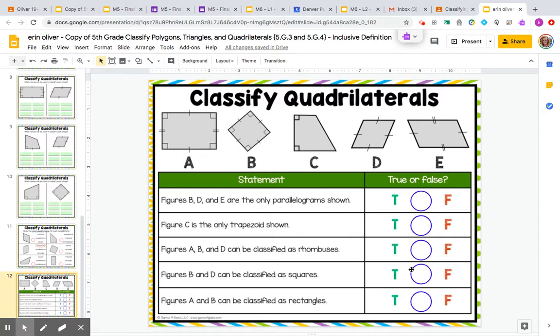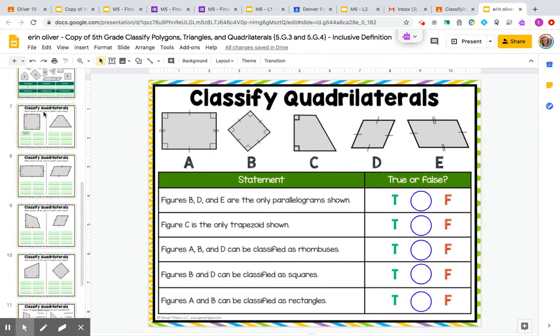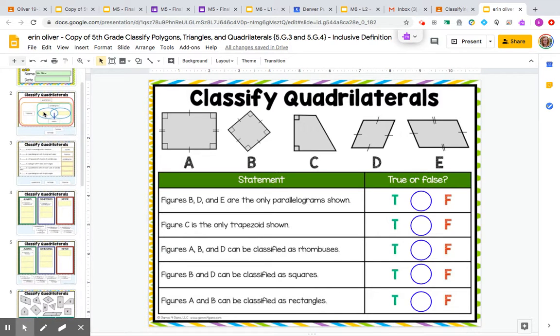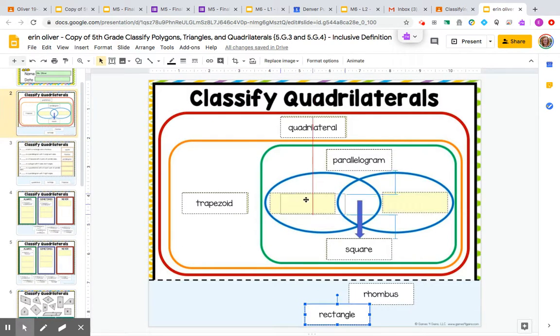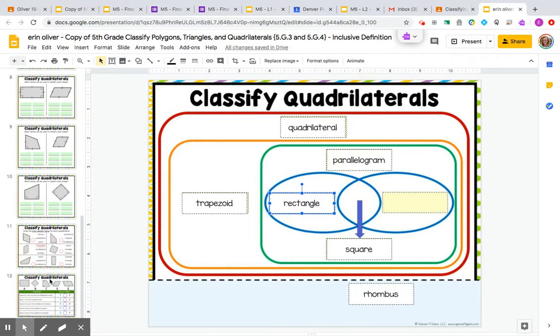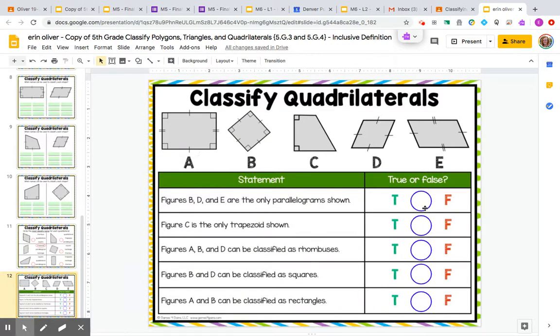And then finally, you're going to fill out some true or false statements. You're looking at the figures above to help you answer. Figures B, D, and E are the only parallelograms shown. Now I have to check. B, D, and E are parallelograms. Are there any other parallelograms here? So look at A. Is that a type of parallelogram? I know you guys are going to think in your head, it's a rectangle. But rectangles are a type of parallelogram. So, A is a type of parallelogram. Is C? You guys are going to do this, completely fill it in.